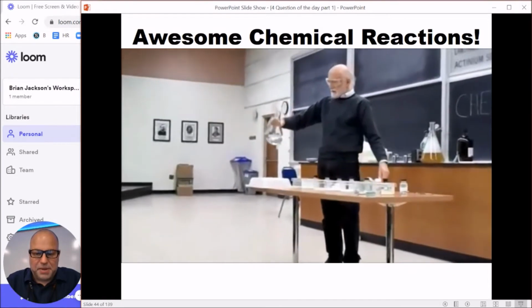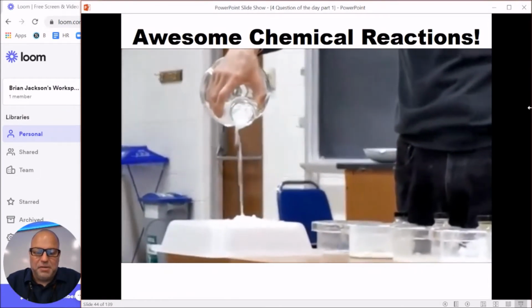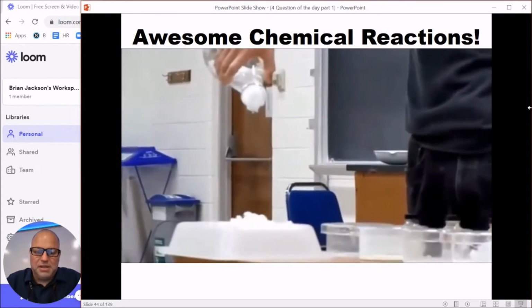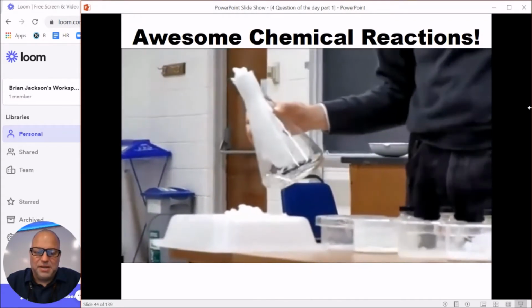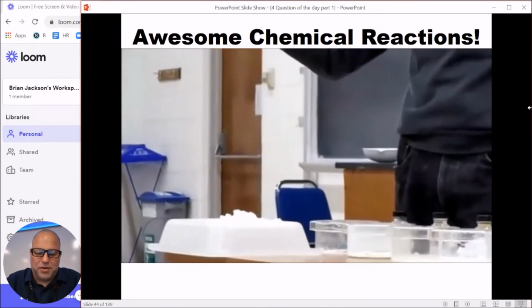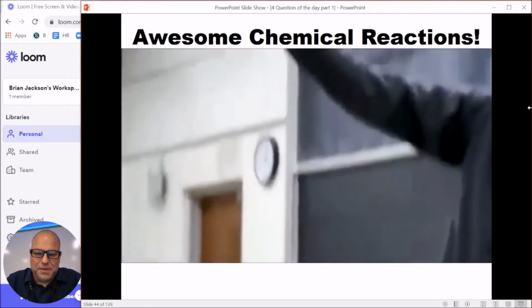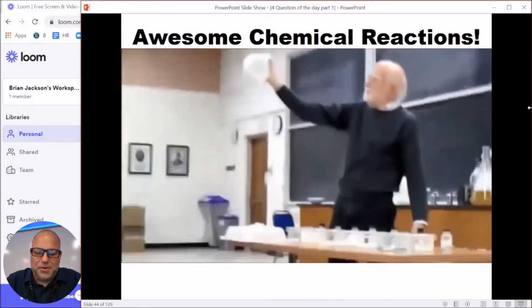This next experiment is interesting because it's a liquid, but when you pour it out, look, it turns into a solid. In fact, it didn't even make it out of the flask. He was pouring it so fast. That is a chemical reaction right there.